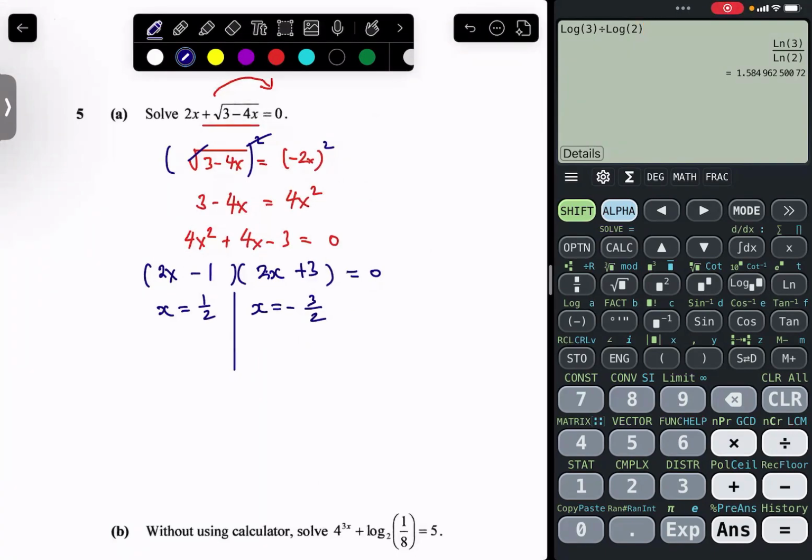Now although we got the answer down here, what we always need to do is to sub it back into the equation to see if it really gets me equal to 0. So you can see that down here, if I sub in x equals half, what will happen?